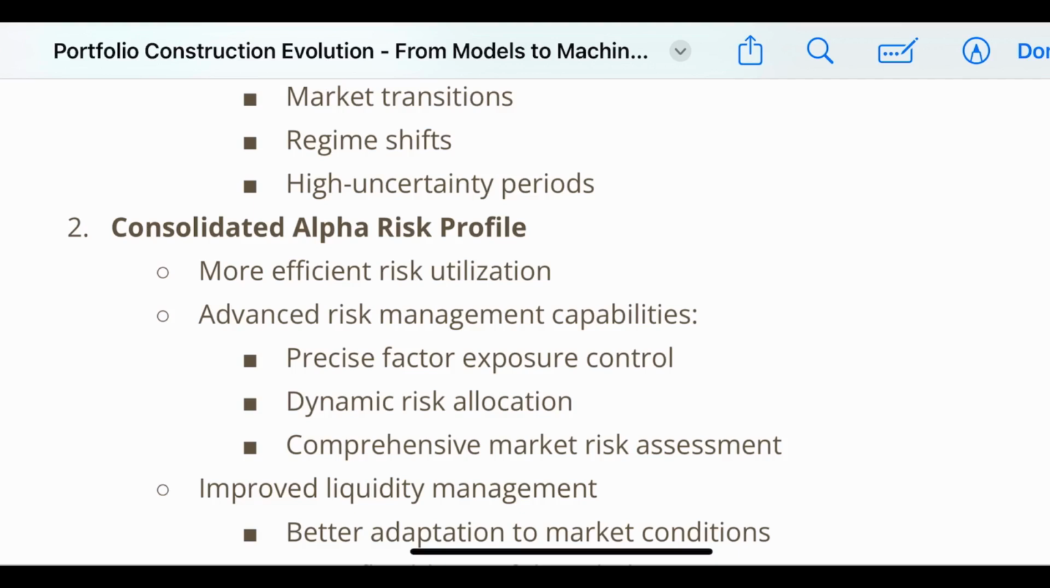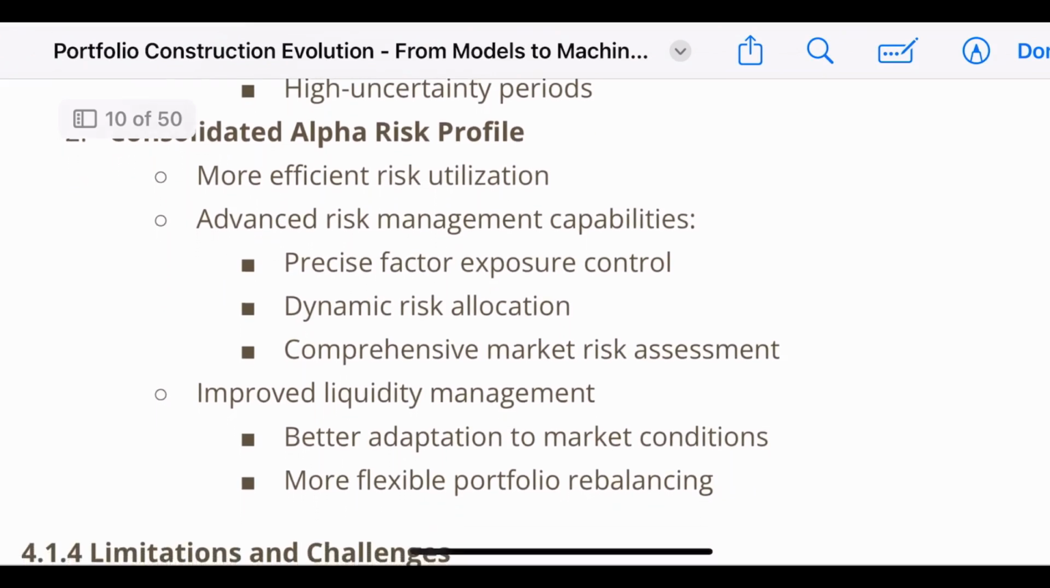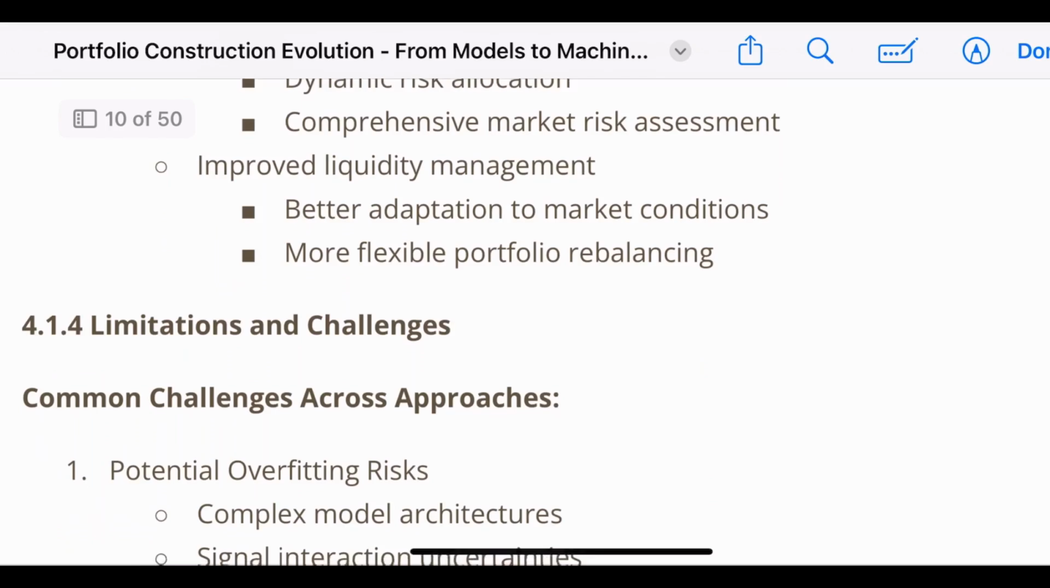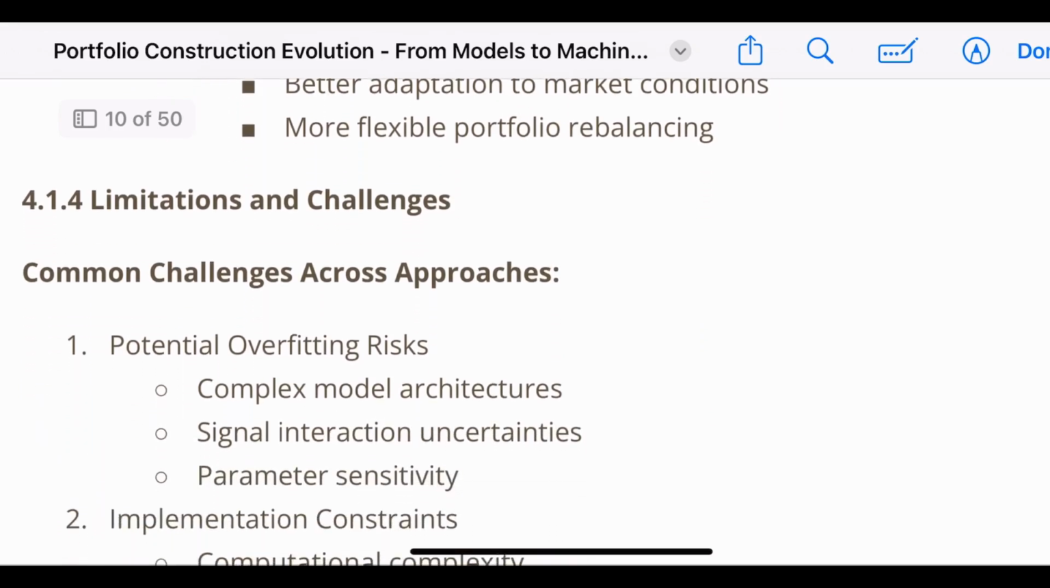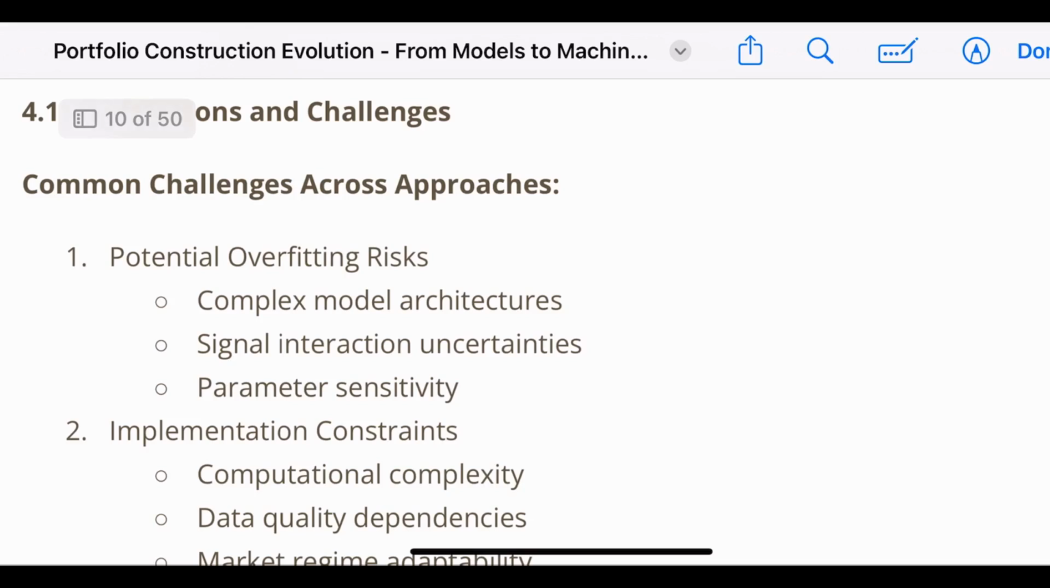Right. But let's be realistic, no approach is perfect. There's no free lunch in investing. What are some of the limitations and challenges that both of these methods face? You're absolutely right. There's no magic bullet. One challenge that both approaches face is the risk of overfitting, where those models become too tailored to that past data and they struggle to generalize to those new market conditions.